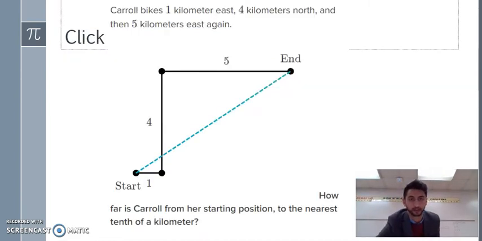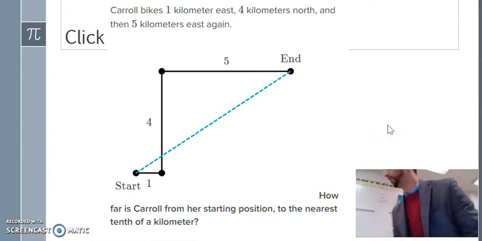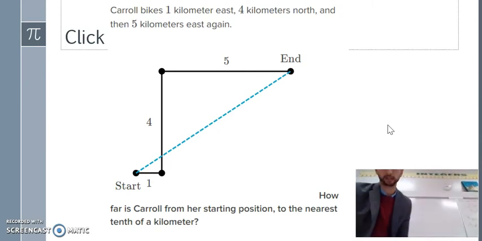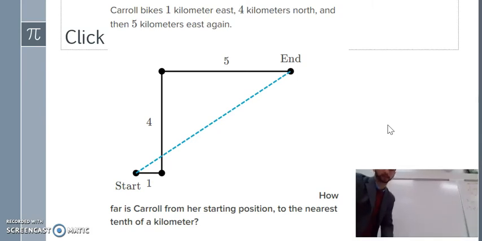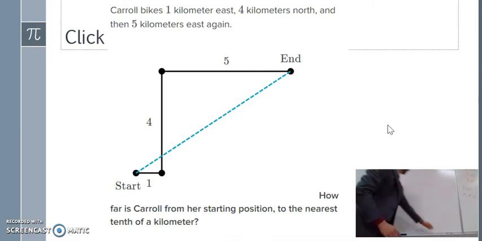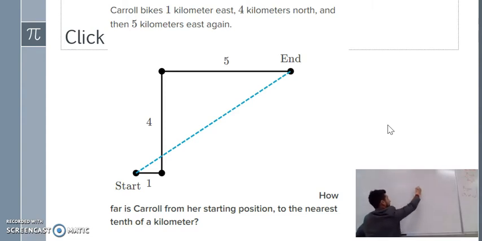Next, here's the first question we went over for your review. This question can be answered as so. Carol started here, drove east 1 kilometer, north 4 kilometers, and then east again 5 kilometers. Okay, so we've got east 1, north 4, east 5.